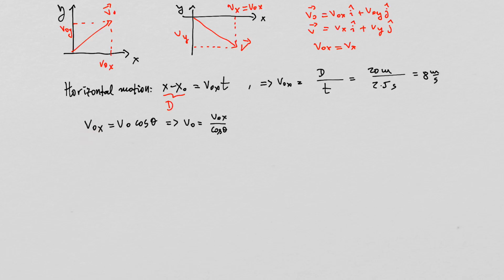So then v0x is equal to v0 cosine of theta. From here, v0 is v0x divided by cosine of theta. So now that becomes 8 meters per second divided by cosine of 40 degrees. And this is equal to 10.4 meters per second. And so the initial velocity, this vector here, by magnitude is 10.4 meters per second.